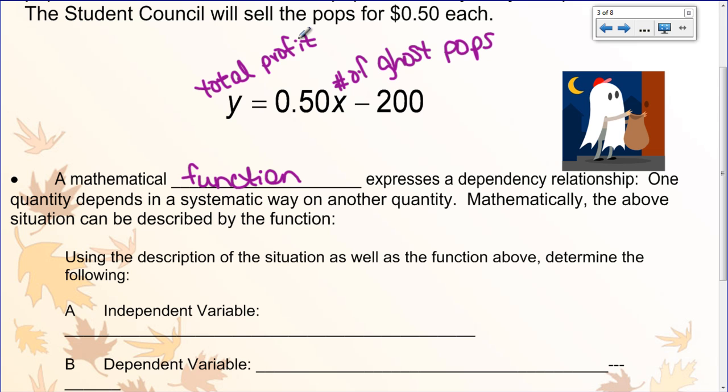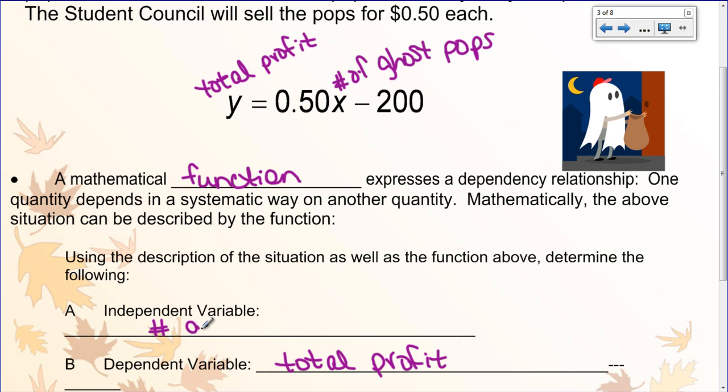You couldn't walk up to the table and say, I want 10 of them tomorrow. You just have to walk up and buy 10 of them today. And so you don't know your profit till you know how many ghost pops you sold. So the dependent variable in this is going to be the total profit, because in order to find my profit, I will have to know something. And what I will have to know is the number of ghost pops that get sold.